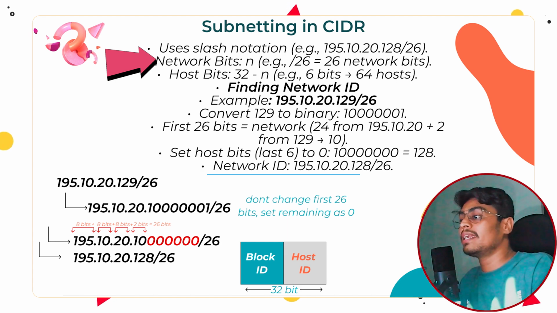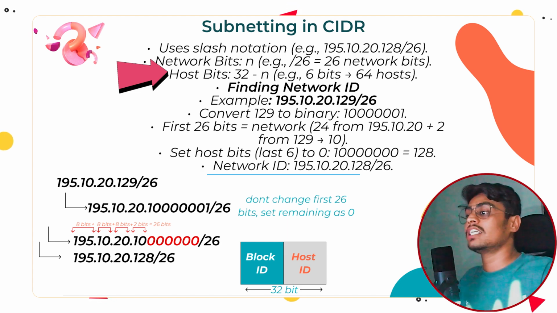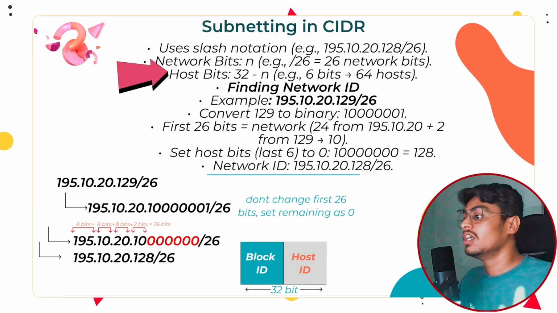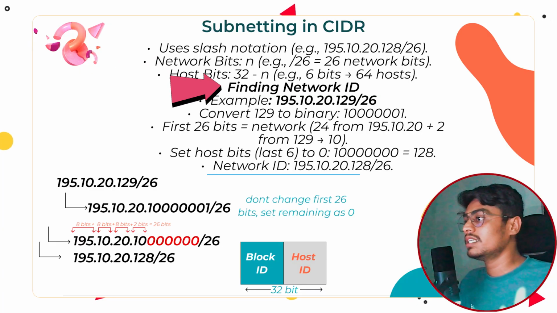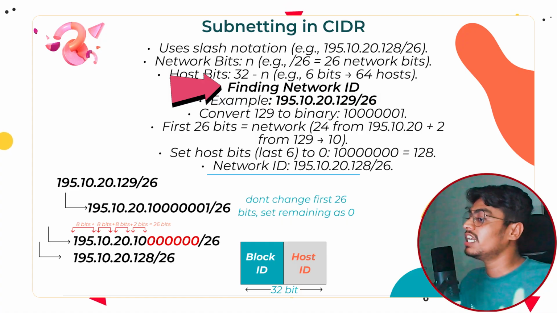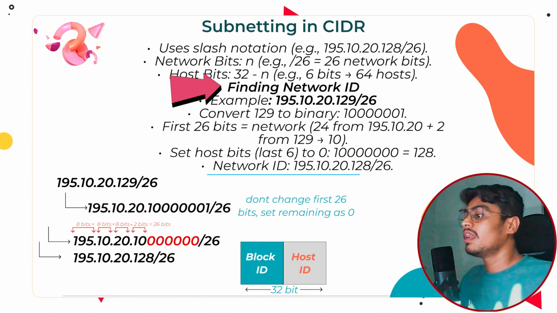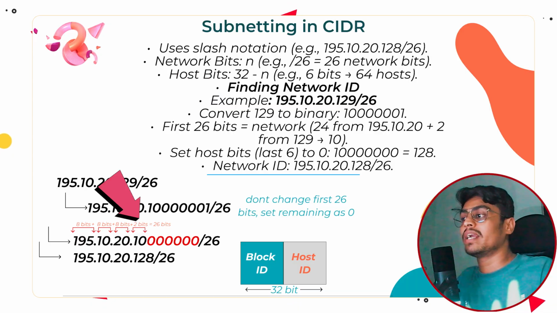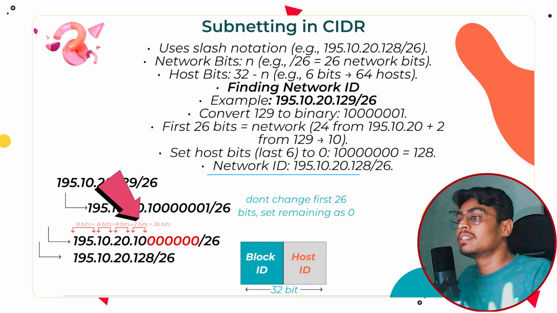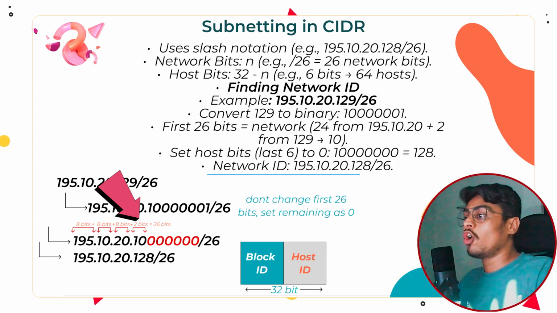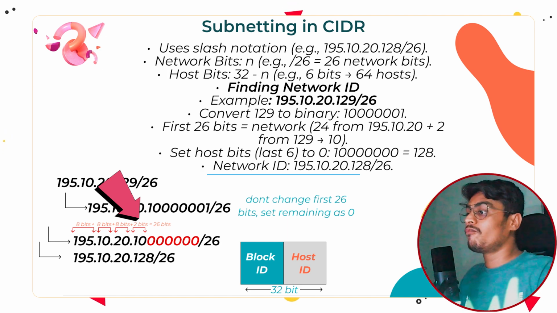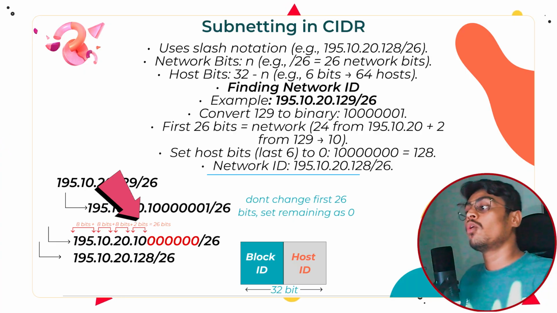Since IP addresses have 32 bits in total and 26 bits represent the network, the remaining 6 bits, 32 minus 26, represent the host ID. Now finding the network ID: if we have 26 network bits, the first 3 octets are 195.10.20, which is 24 bits. The last octet, 128, needs to be examined. When we convert 128 to binary, it becomes 1 followed by 7 zeros. Since we have 26 network bits and already have 24 from the first 3 octets, we need 2 more bits from the last octet. So the first 2 bits, 1 and 0, of the last octet are network bits, and the remaining 6 bits are host bits.